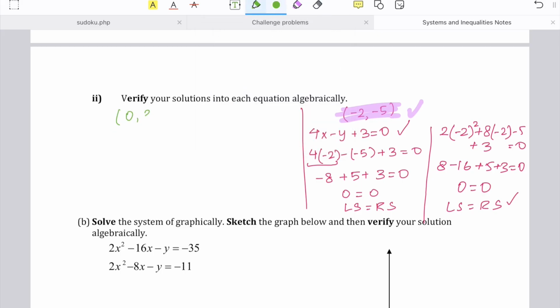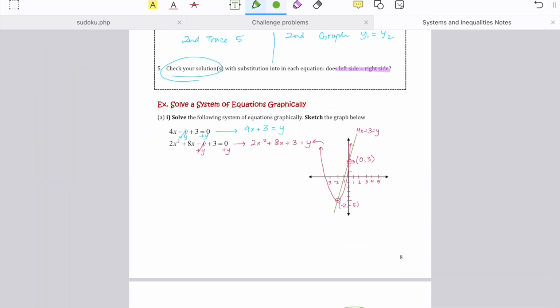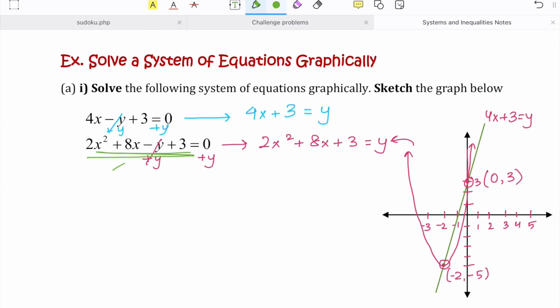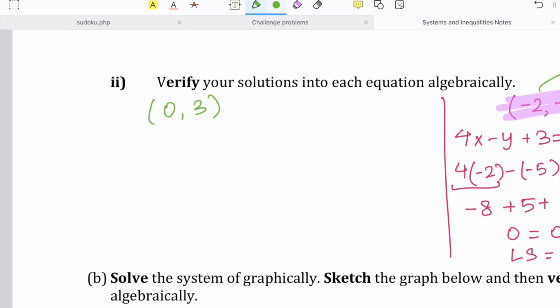Question? Yes. Why did you put 2, -2 there? Because this is the equation. So I inputted x. You have to put it in. Okay. Yeah, so you put -5 and -2. Same thing over here, 0 and 3.